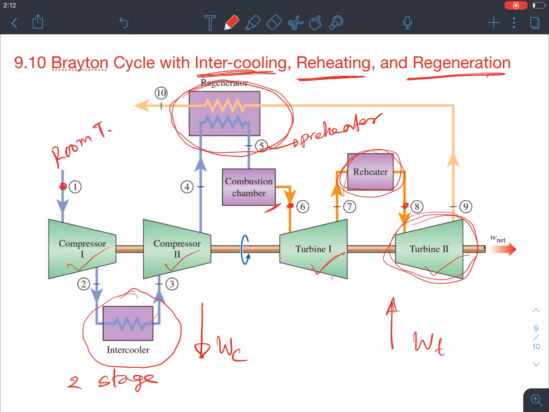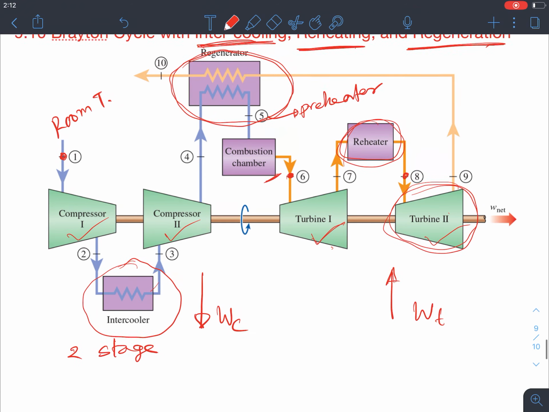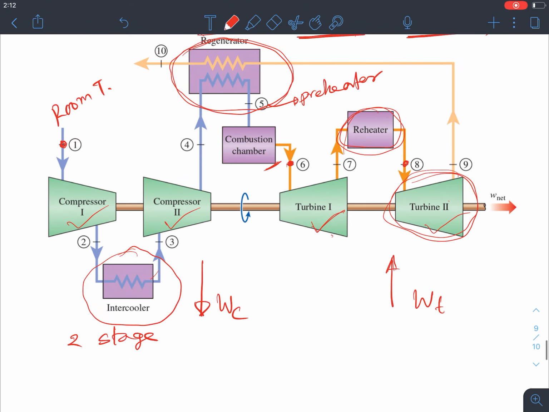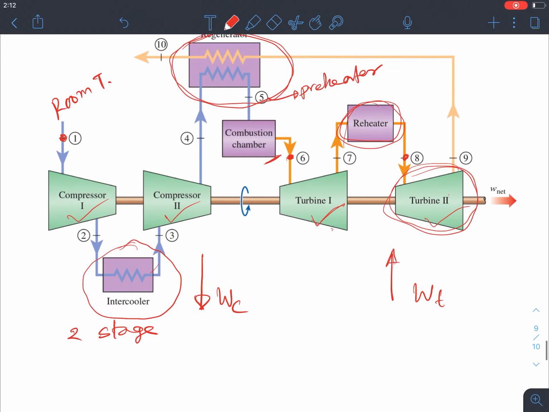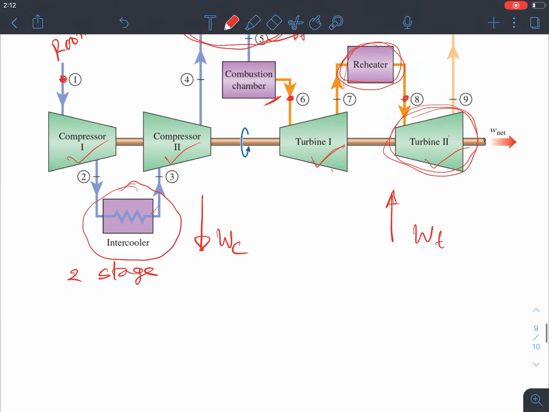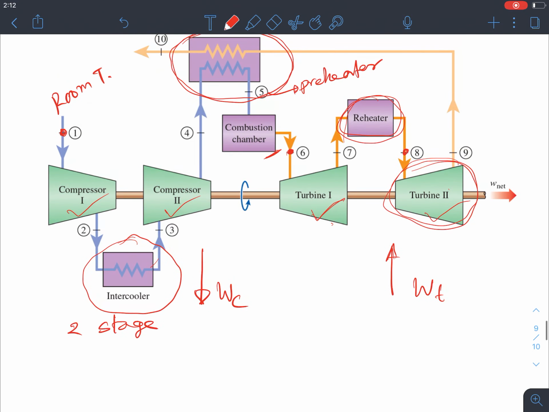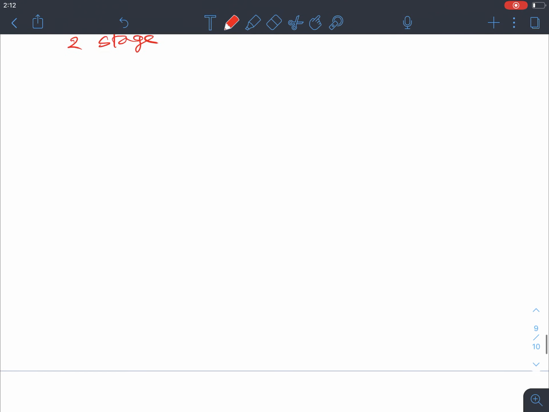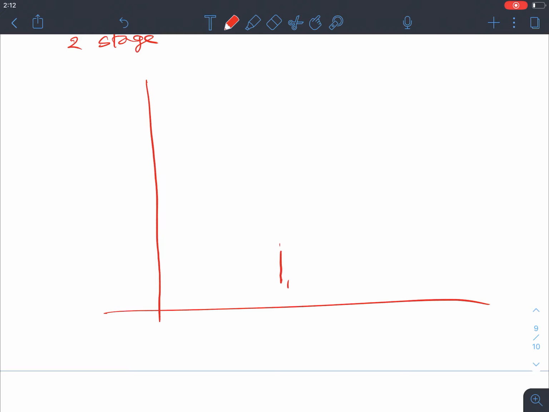Now in the exam, I might ask you what the criteria are, or what we should do, to increase the turbine efficiency, or the efficiency or net work output of the Brayton cycle. Maybe I will give you this type of diagram and ask you for the representative TS diagram, right? So the representative TS diagram of this cycle will be, let's consider from 1 to 2, it's compression, right?